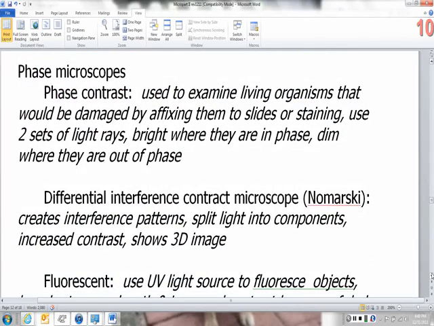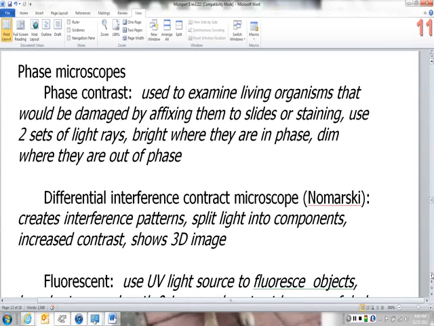Phase microscopes can be used to view microbes as well. The phase contrast microscope can view living organisms that would be damaged by affixing them to slides or staining. This uses two sets of light rays which will appear bright when the waves are in phase and dim when they are out of phase. The differential interference contrast microscope, or Nomarski microscope, creates interference patterns. When the light is split into its components, there is increased contrast and it shows a 3D image.